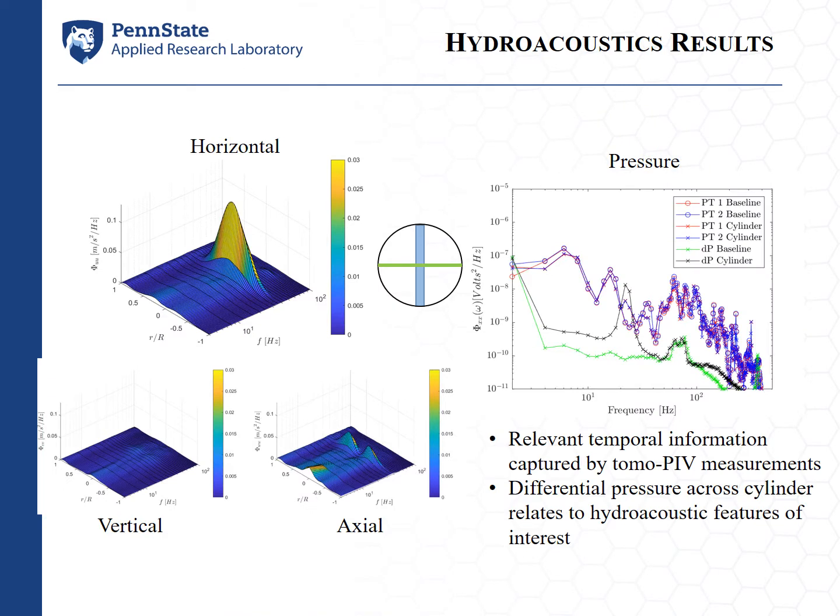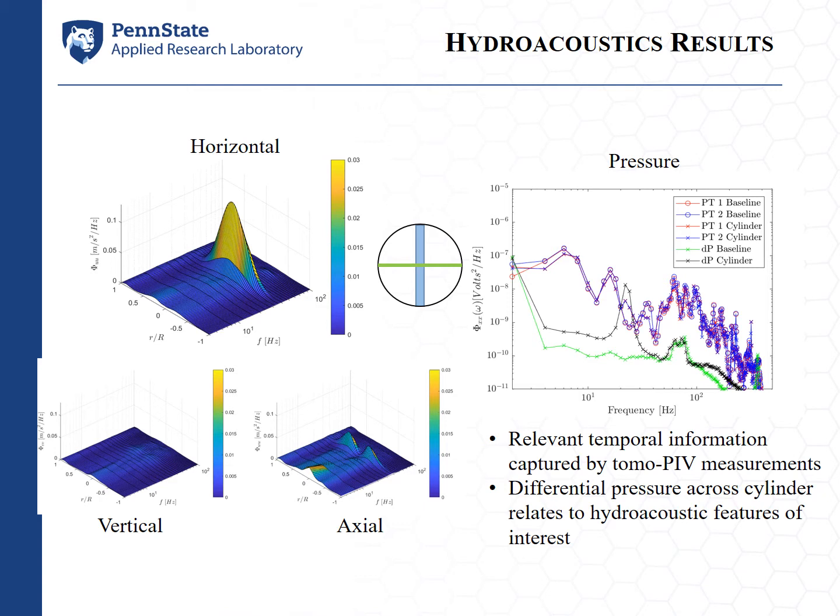Since this is a flow noise talk, we're of course interested in the temporal information captured by our measurements. So shown on the left here, we have the power spectral density of the tomographic velocity field at the center line of the pipe. On the vertical axis of these plots, I have the power spectral density of the horizontal, vertical, and axial velocity components, plotted as a function of radial distance across the pipe at the center line of the pipe and frequency. So we can see, especially in the horizontal and axial components, we're peaking at around 22 Hertz.